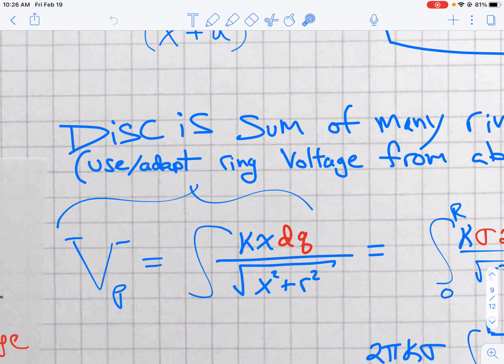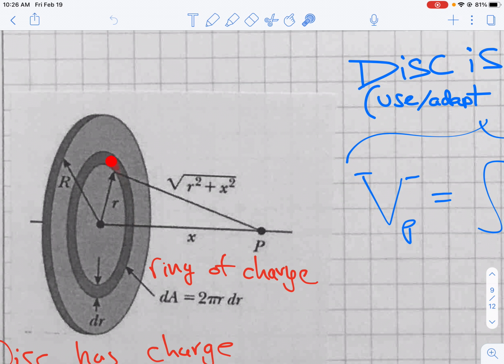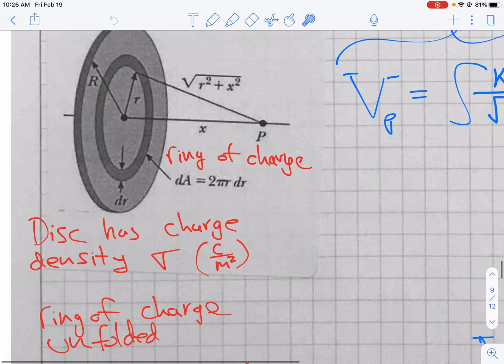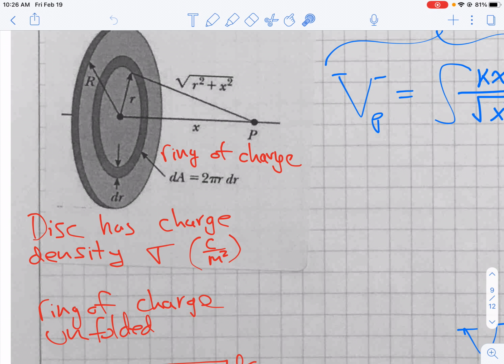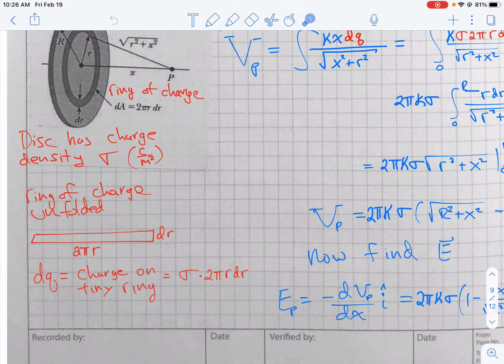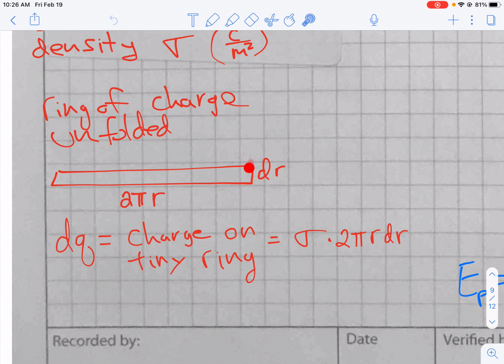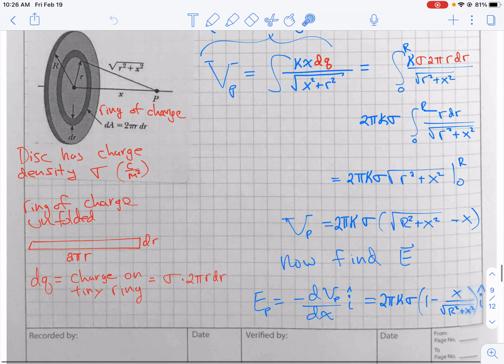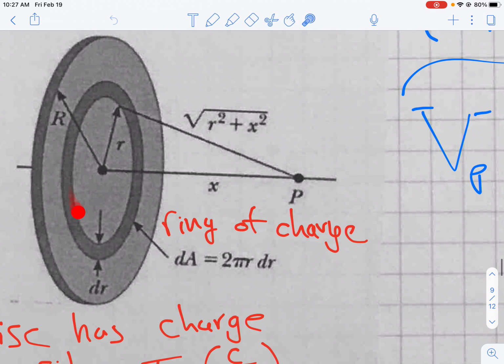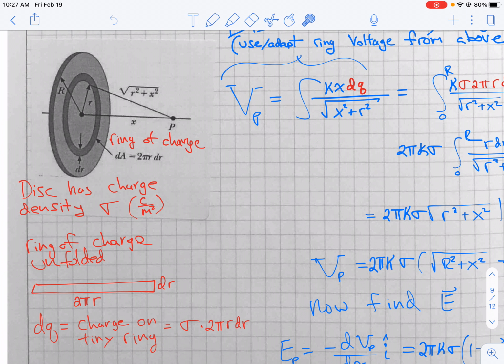And we need to know how much charge dq is on one of these little rings. Well, if you take this little tiny ring and unfold it, you get basically a rectangle whose one dimension is the circumference of this little ring, and the other dimension is dr. The disk has charge density sigma, in coulombs per meter squared. The amount of charge on that ring would be sigma, our charge density, times the area of this ring, which we're modeling as a rectangle, which we're entitled to do because it's very small. The inner circumference and the outer circumference are the same, so it forms a rectangle because it's so small.